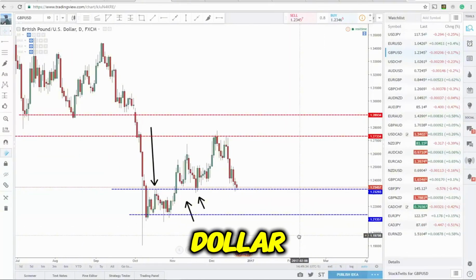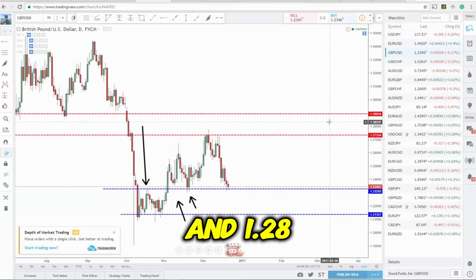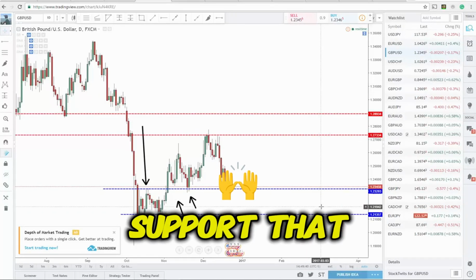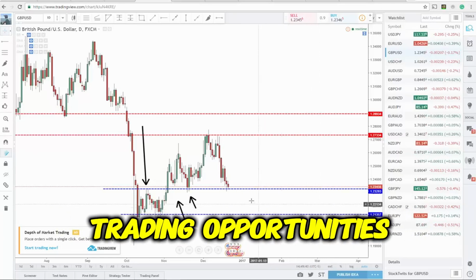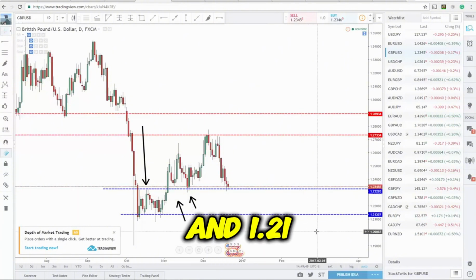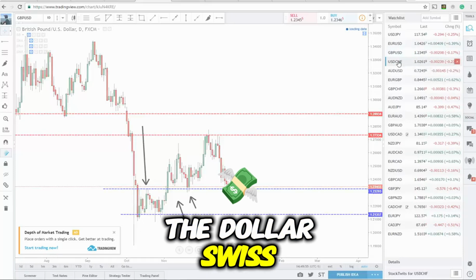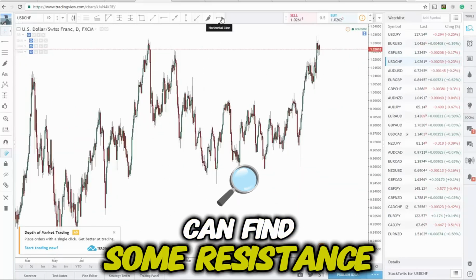So for the pound dollar, our 2 levels of resistance are 1.273s and 1.289s. Our 2 levels of support that I'm going to be looking for trading opportunities are where we are now, which is 1.232s and 1.213s. So let's move on to our next pair, which is going to be the dollar Swiss, and zoom the chart out to see if we can find some resistance levels.